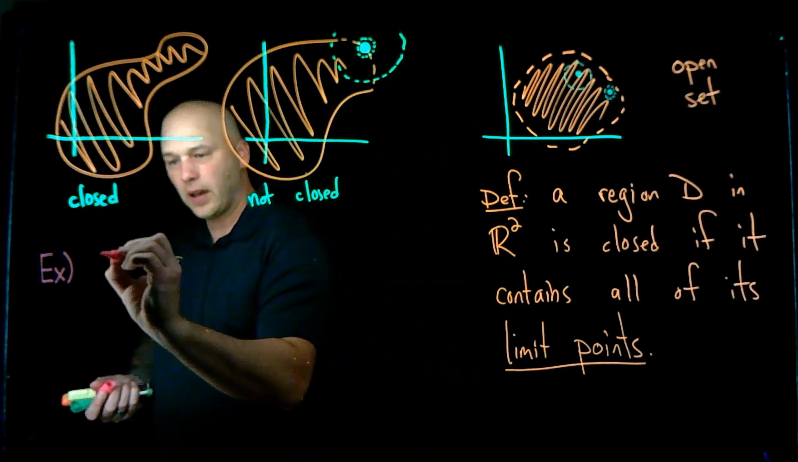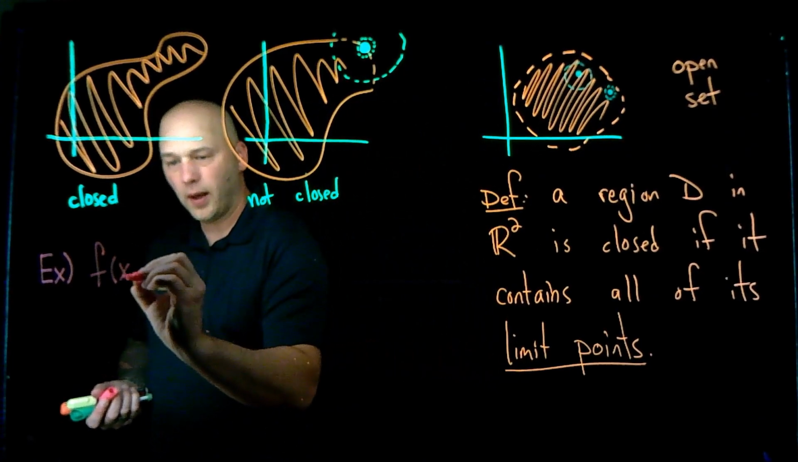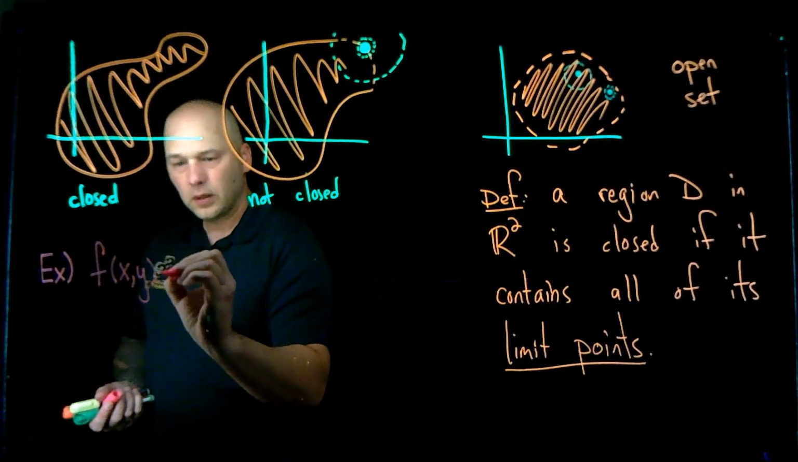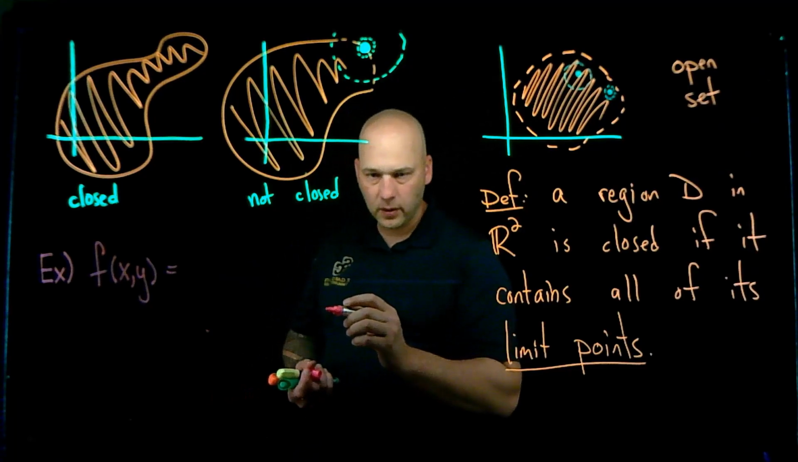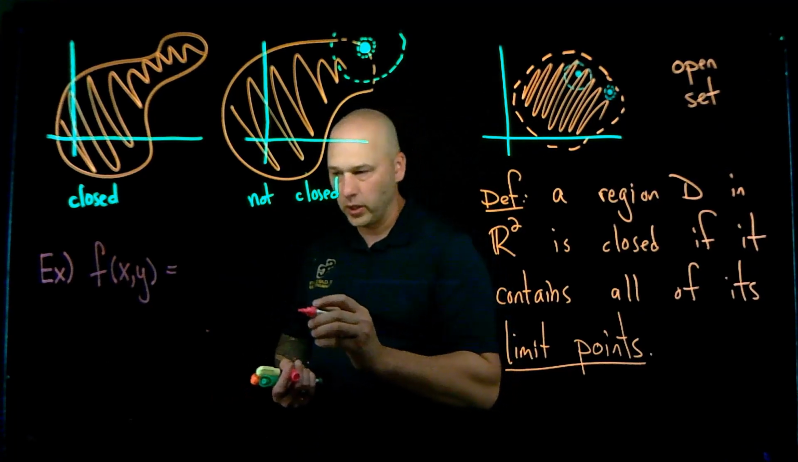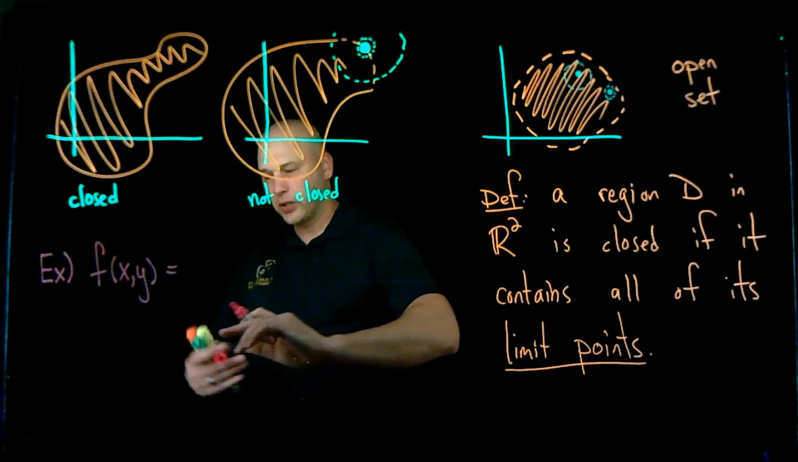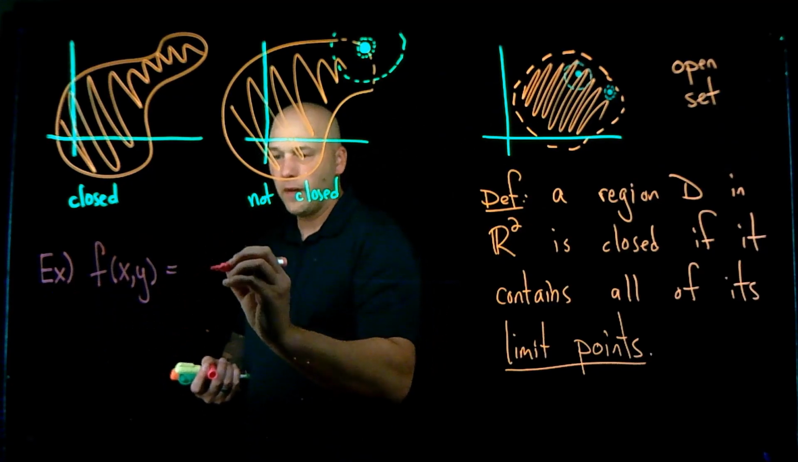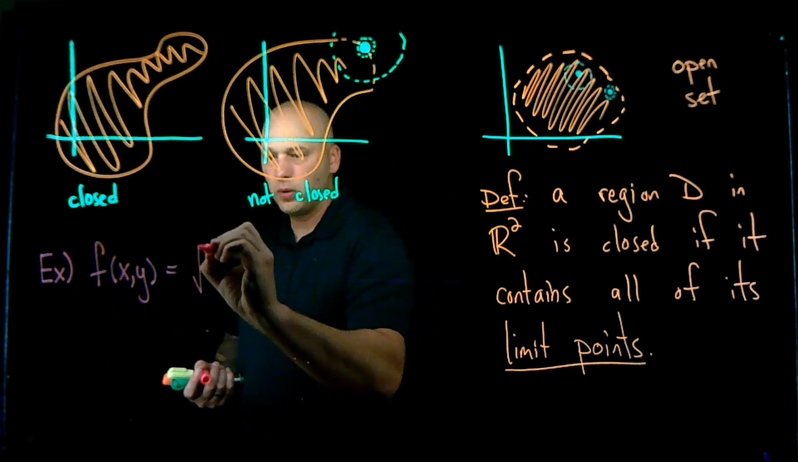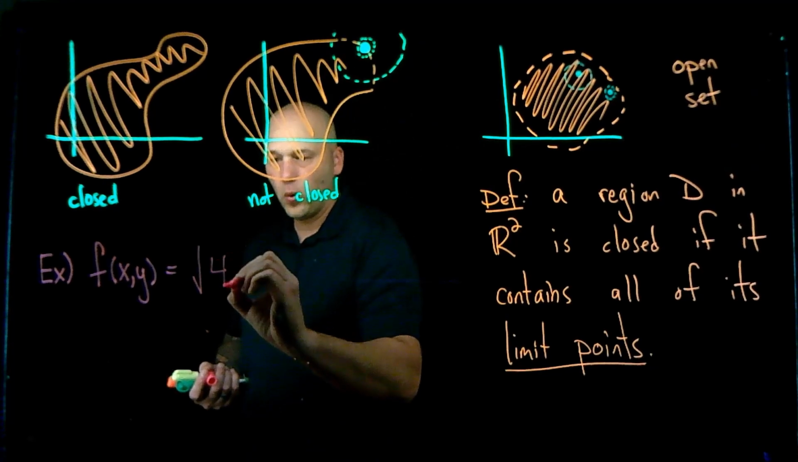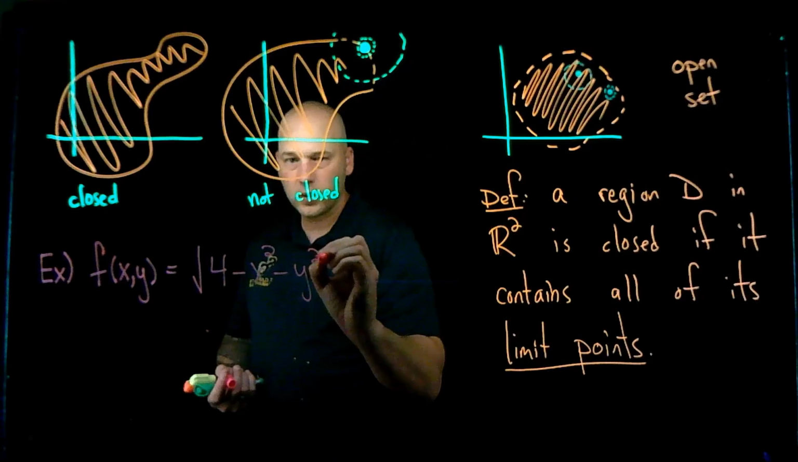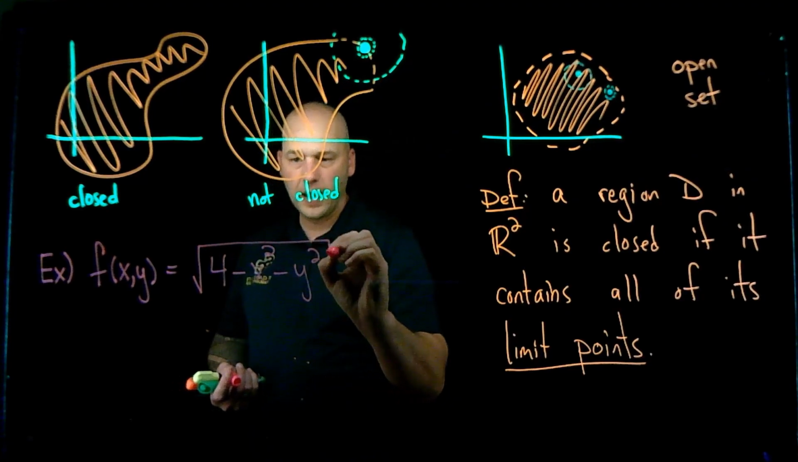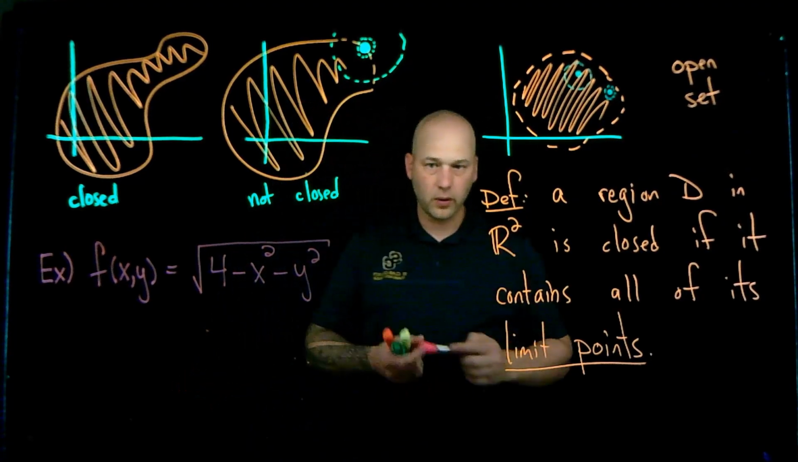So let's say I've got this function f of xy is equal to, yeah, I'm guessing you guys are going to say that's not easy to read. So I'm just going to write it for the function, and everything else I'll use with different colors. So let's say f of xy is equal to the square root of 4 minus x squared minus y squared. So 4 minus x squared minus y squared, all under the square root.